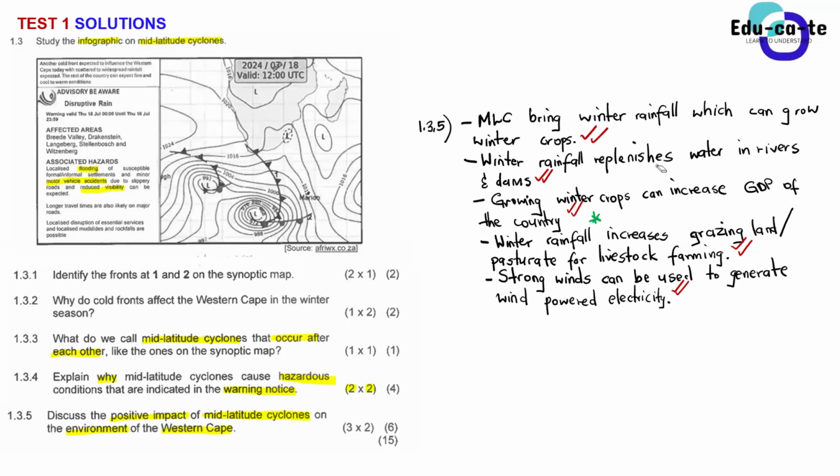But if you separate this point properly, you give us 1 point: a mid-latitude cyclone brings winter rainfall, and this winter rainfall is used to grow crops. All right, and then you can talk about a separate point about growing these winter crops. You say that growing these winter crops can increase GDP. That's another separate 2 marks. Yes, sir. There are many other things that you can talk about, guys, but because of time we have to cut down on the points.